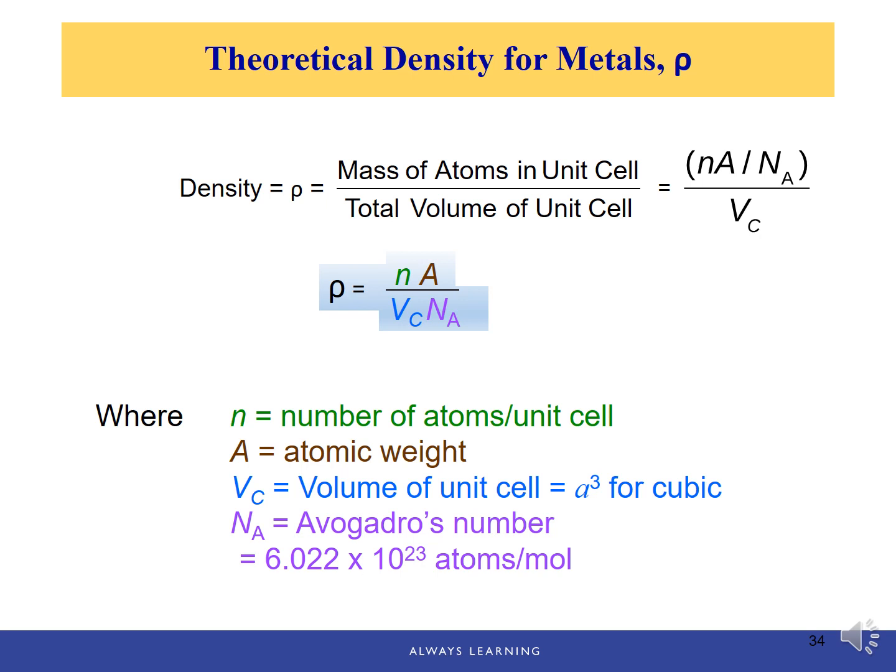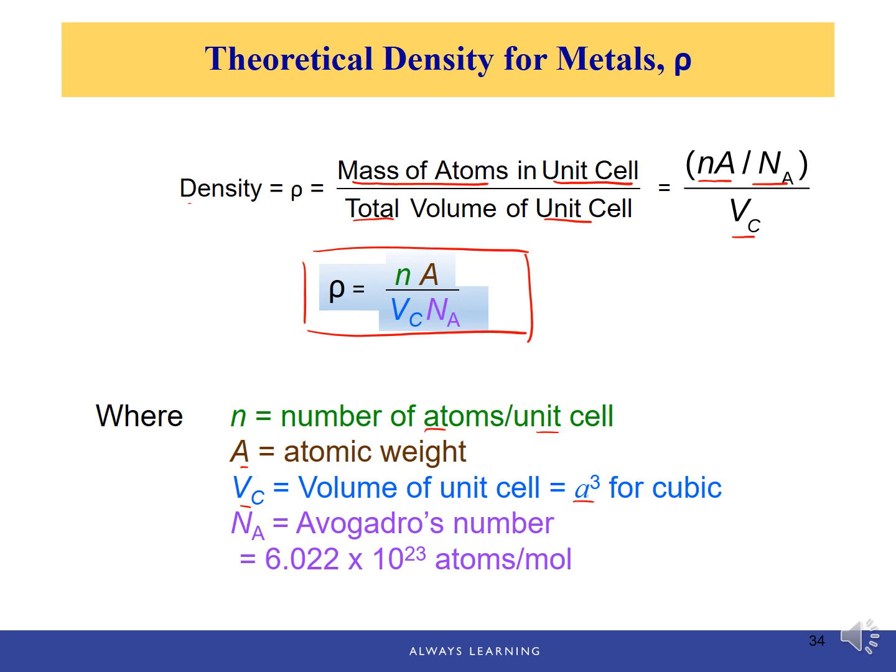We can get the theoretical density for metals using the given unit cell information. So instead of calculating density using the overall mass and volume, we can use the mass of atoms in one unit cell divided by the total volume of the unit cell, which equals n times A over Avogadro's number times V sub C, the volume of the unit cell. This is the formula that you can use directly to calculate the theoretical density for a given metal, where n is the number of atoms per unit cell. If we know the crystal structure of the unit cell, we know the number of atoms in each unit cell. A is the atomic weight, and V sub C is the volume of the unit cell.